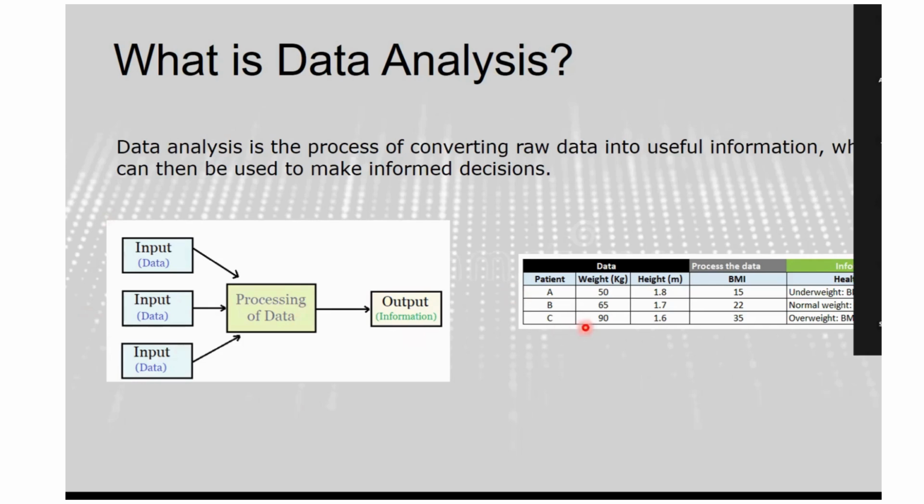A good example here: if you go to a doctor in the hospital and the doctor takes records of 3 patients, A, B, and C, and records their weight and height. Now, the weight and height of a patient is actually data to a doctor, but it's not useful, because a doctor cannot make any informed decision using your weight and height only.